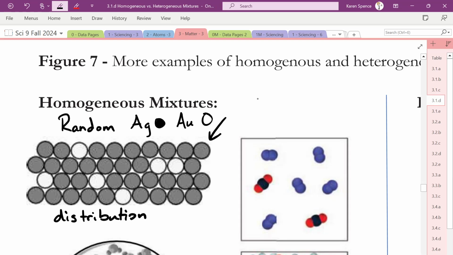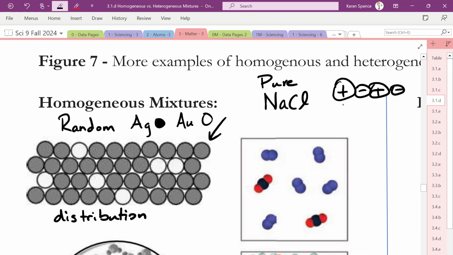But if you have NaCl, which is pure, it's always going to be NaCl. It's never going to be any different. Compounds don't vary in their composition.